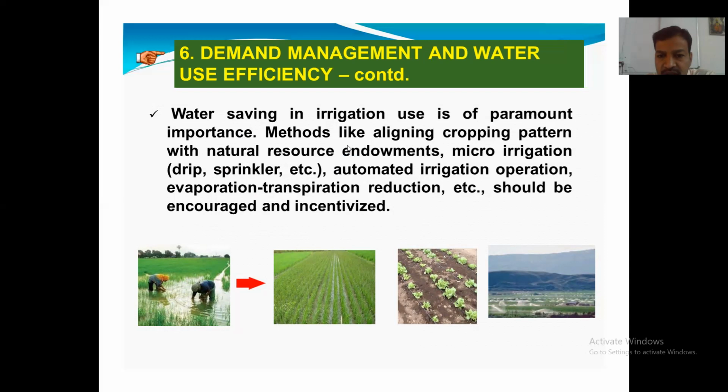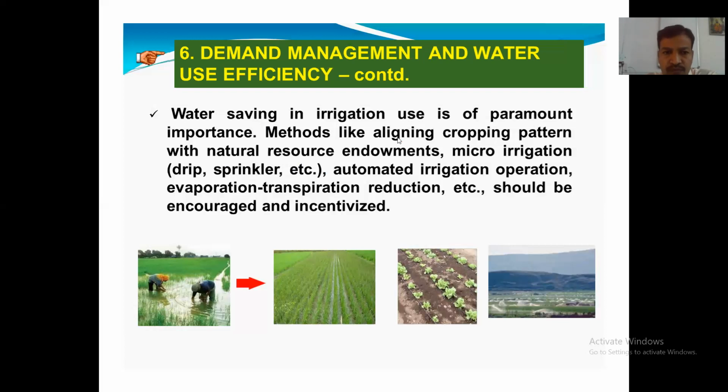Different methods should be adopted, like aligning cropping pattern with natural resource endowments. Micro irrigation methods should be adopted, like the drip irrigation method and sprinkler irrigation.